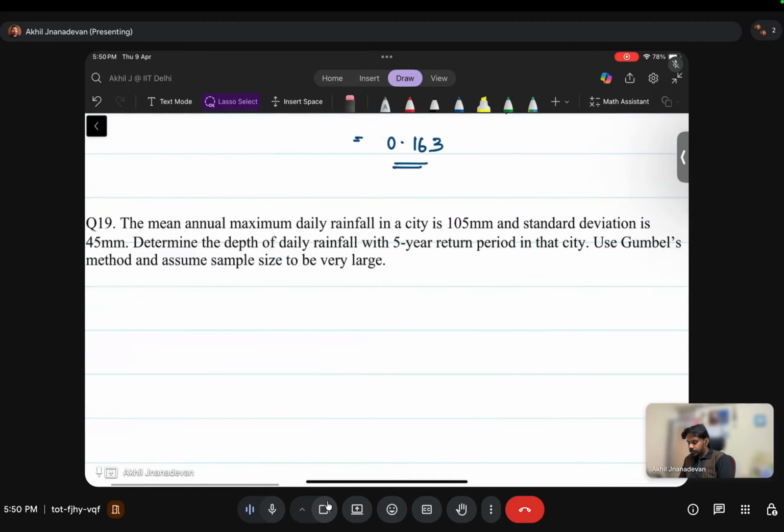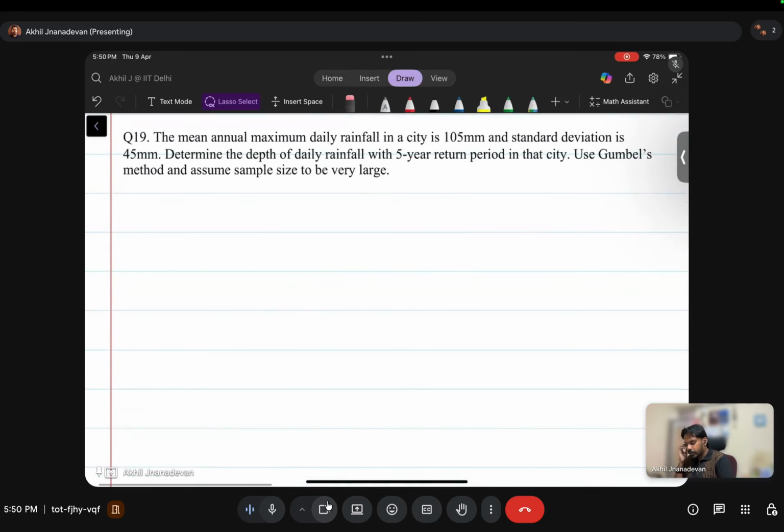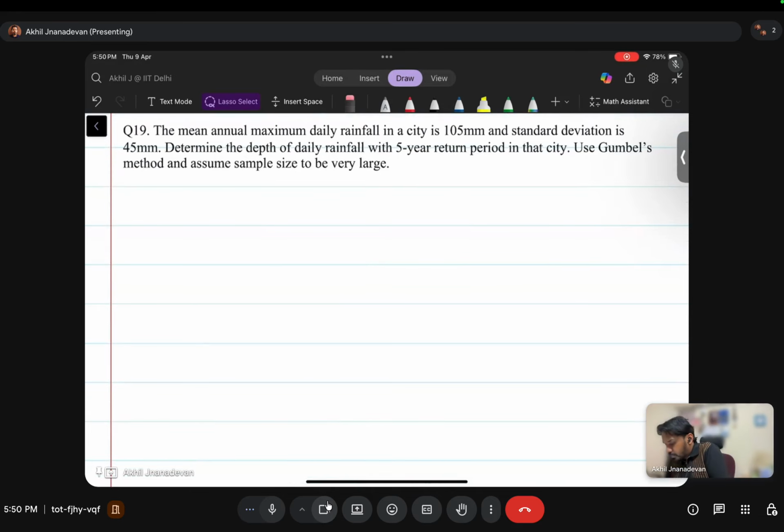The mean annual daily rainfall of a city is 105, mean is given, and the standard deviation is also given. Determine the depth of rainfall with a return period of 5 years, so we know the exceedance probability is 1 by 5, using the Gumbel method, and assume the sample size is very large. So we need to find the depth corresponding to a 5-year return period, assuming a Gumbel distribution.